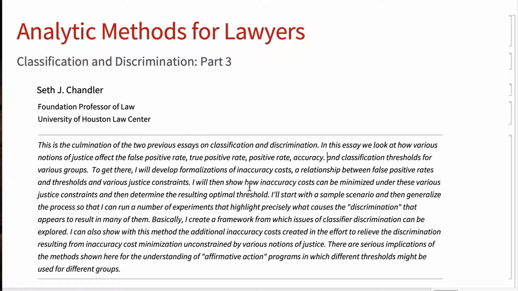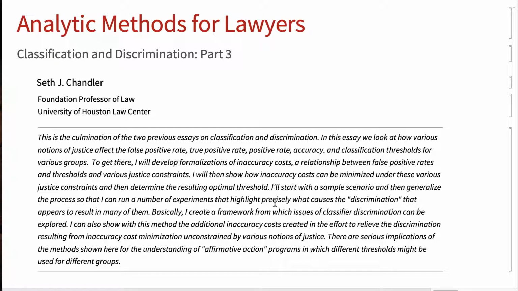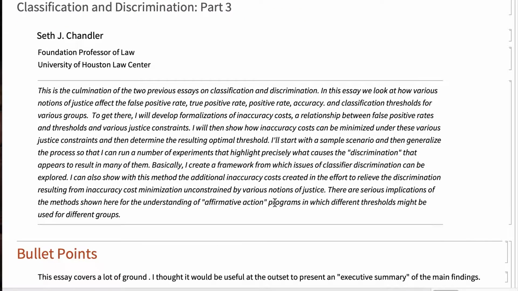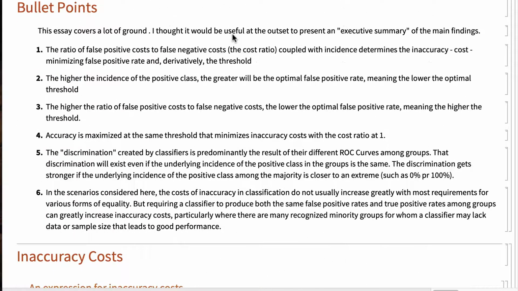I'm also going to show with this method the additional inaccuracy costs created in the effort to relieve the discrimination resulting from the inaccuracy cost minimization unconstrained by various notions of justice. There are serious implications of the methods shown here for understanding affirmative action programs in which different thresholds might be used for different groups. This video is going to be long and somewhat complex, so I thought I might provide an executive summary at the outset.